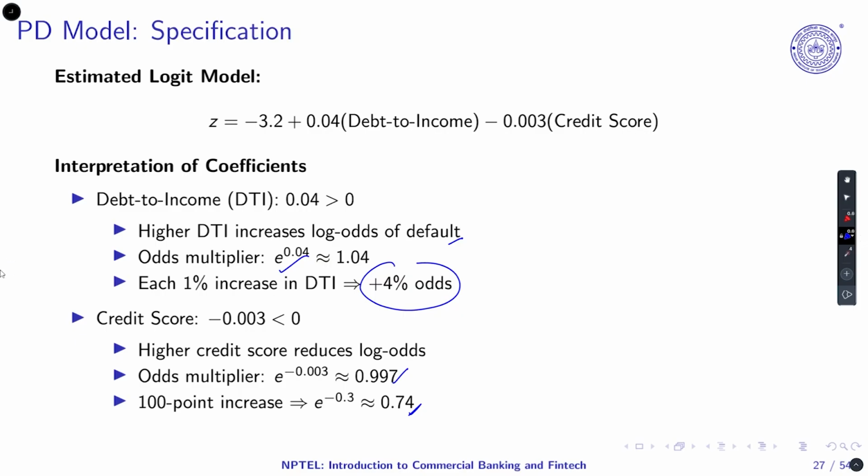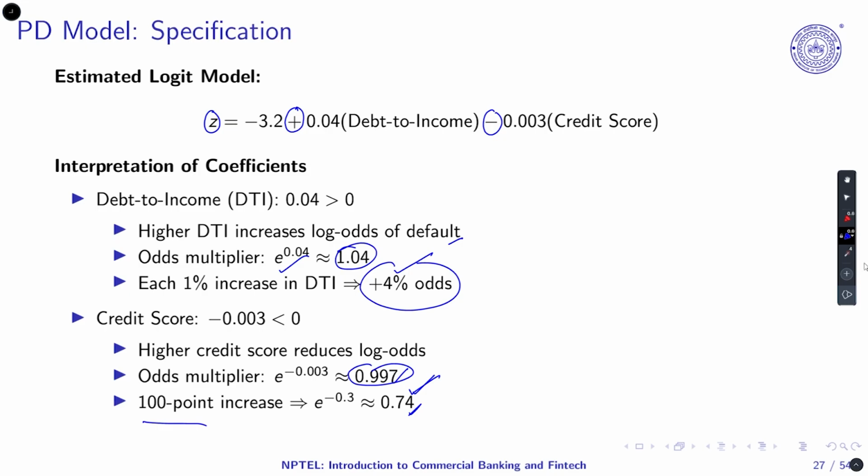Based on the signs, when I ran the regression, I got this result, and then I want to calculate Z first, and then put it into the odds ratio. When we convert into the odds multiplier, it comes out to 1.04, which means a 4% increase. Here you can see that it is negative 0.97 that we are getting. So if there is a 100 point increase, then this leads to only 0.74 times the odds.